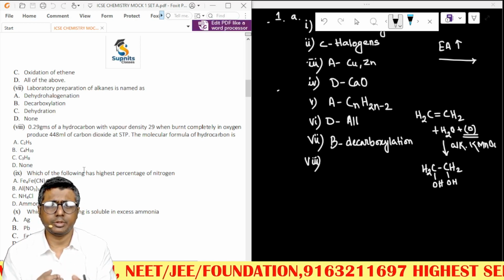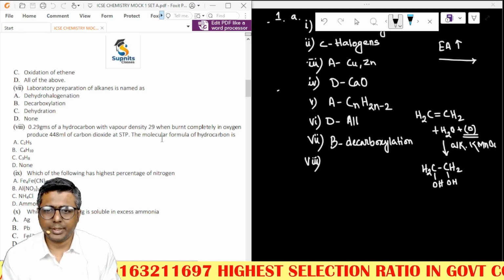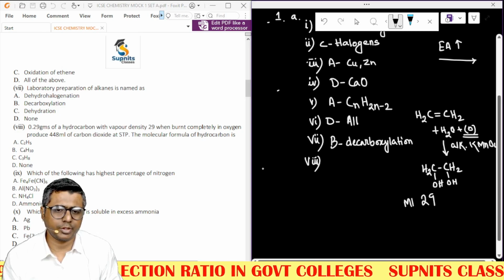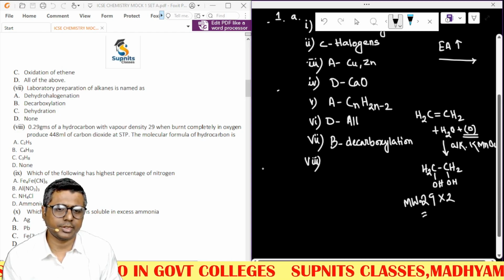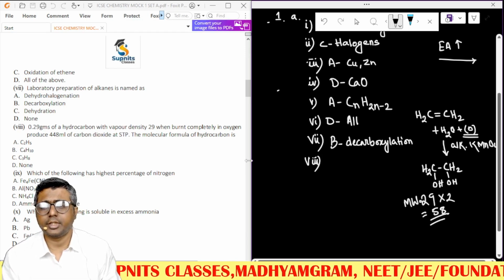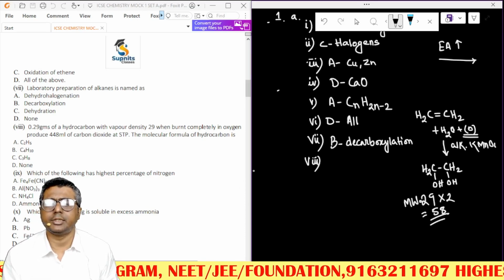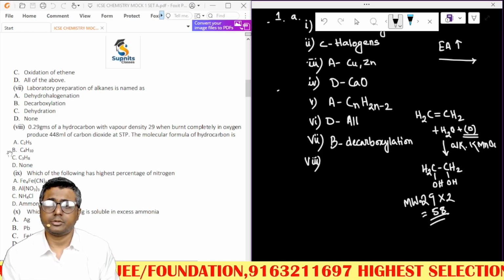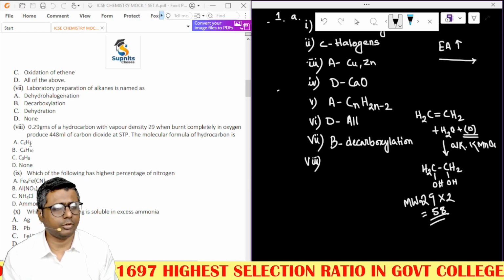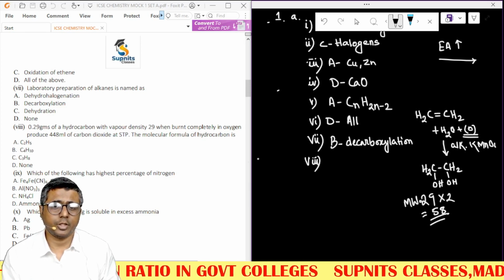Definitely there is something which can be easily done to find the answer very quick and fast. How? Vapor density is 29. I know very well, if vapor density is 29, then molecular weight will be 29 into 2, that is 58. So I have to just see which of these formulas corresponds to molecular weight 58. Then only the answer will come, because all the answers are different. So if I try C2H5, that is 2 into 12, 24, plus 5, 29. No. C4H10, 4 into 12, 48, plus 10, so 58. So this is correct. So option B is correct.